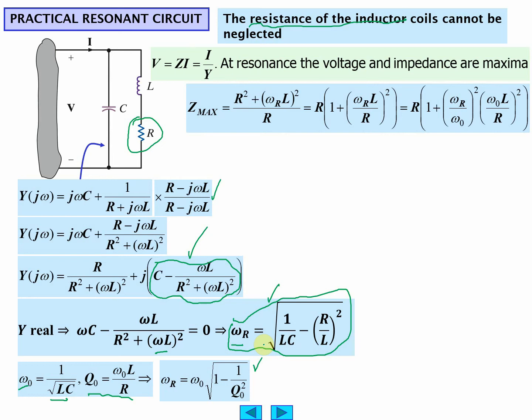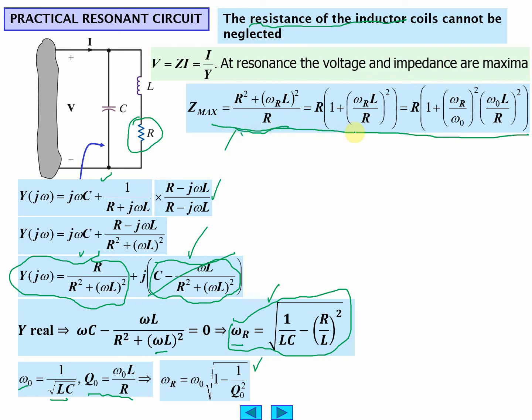At resonance, the voltage and impedance are at the maximum. Z max, let's see, Z is 1 over Y. Here's Y right here. So we can invert this equation. And it gets hairy. We can just take the reciprocal of Y. Let's see, is it really that bad? No, it's not really that bad. There we go. Because we're just looking at what it is at resonance. This is going to be 0 at resonance.